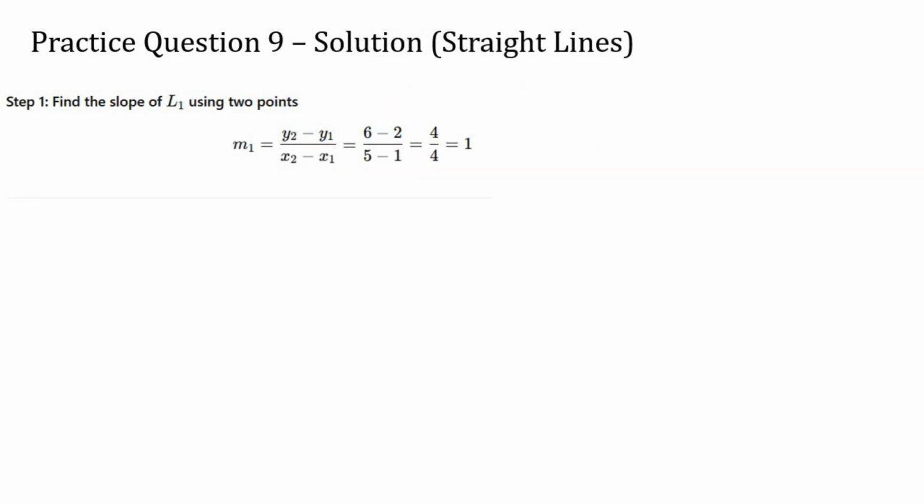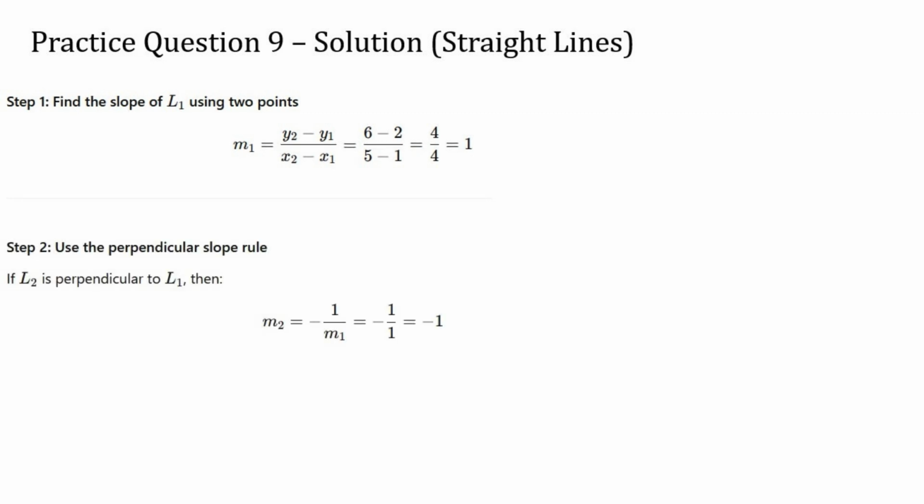First, we start by finding the slope of L1, which passes through two given points. To do this, we use the slope formula, change in y over change in x. Once we calculate the slope, we can understand how the line is oriented. Next, we apply the slope rule for perpendicular lines. In coordinate geometry, two lines are perpendicular if their slopes are negative reciprocals of each other.